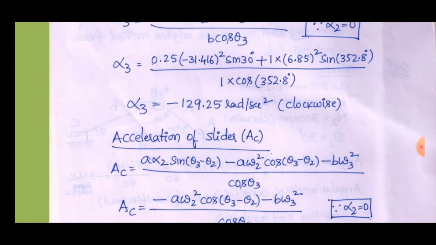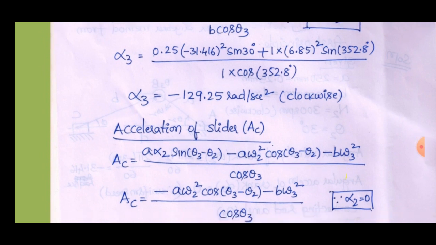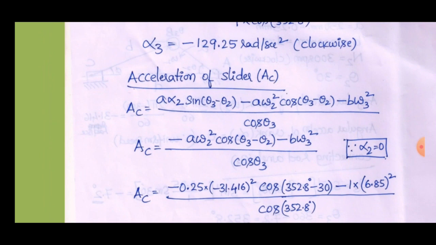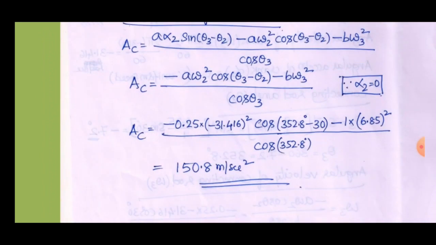Next, after the angular acceleration, then acceleration of slider, that is AC. Once again, write down the formula, and in the formula, the first term in the numerator becomes 0 as alpha 2 is 0, thereby substituting the a value, omega 2 value, theta 2, theta 3, b value, omega 3 value, all these known values which we know. In this formula, I am going to get acceleration equal to 150.8, and units are meter per second square because it is linear acceleration. So like that, this problem can be solved.